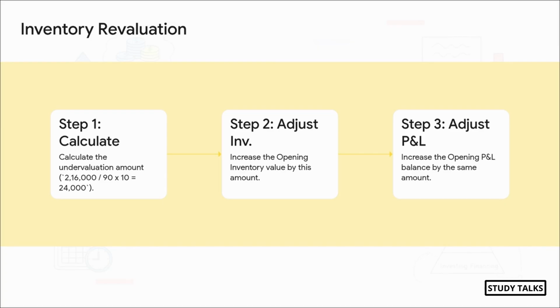The question might throw you a curveball and say something like, opening inventory was undervalued by 10%. This is a double whammy adjustment. It has a 2-part impact. Part 1 is obvious. You calculate the amount of the undervaluation and add it back to the opening inventory figure.